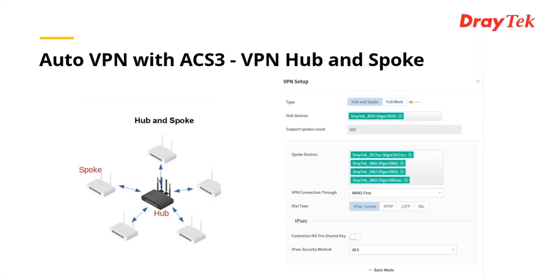In the setup page, set the type to hub and spoke, and then we select a device that will act as the hub device. ACS will automatically populate all the rest of the devices within that ACS network in the spoke devices. You have the option to remove devices from this box should you wish. Select the protocol that you want to use to create the VPN between the routers, and then you can save this setting and ACS will automatically build the VPN tunnels between them.